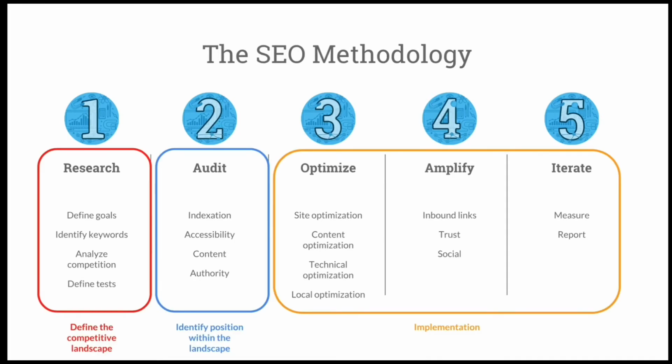Another way to look at this methodology is to say, in step 1, we're really defining the competitive landscape, right? We're talking to our internal stakeholders or our clients and defining the competitive landscape. Then we want to do a site audit and identify what are our strengths and weaknesses within that competitive landscape. Where are we strong? Where are we weak? What are things that we can change? And then there's a number of implementation phases.